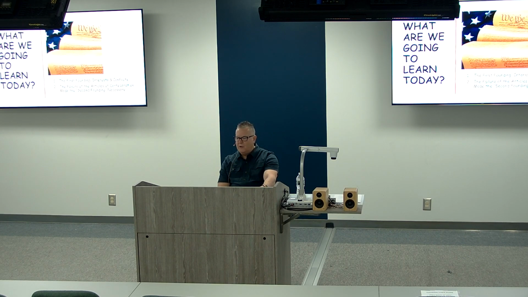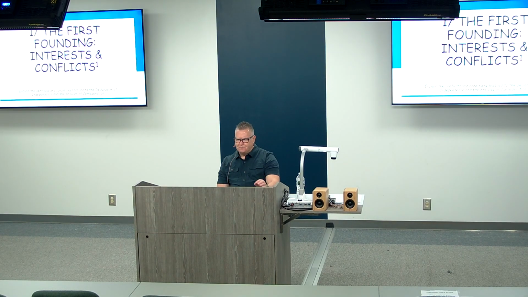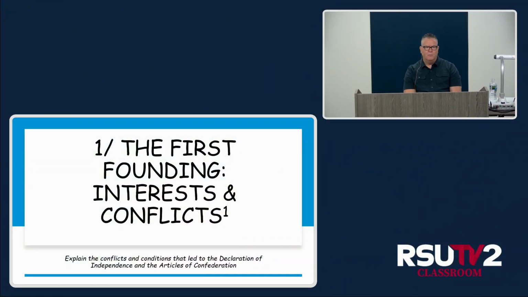So the main topics we're going to talk about today are the first founding, the interests and the conflicts that led to separation from Great Britain. And then we're going to talk a little bit about the failure of the Articles of Confederation that made a second founding necessary. So initially we have to talk about the whole idea behind the War of Independence. We're going to focus mainly on the politics and not so much on all the history and the details.